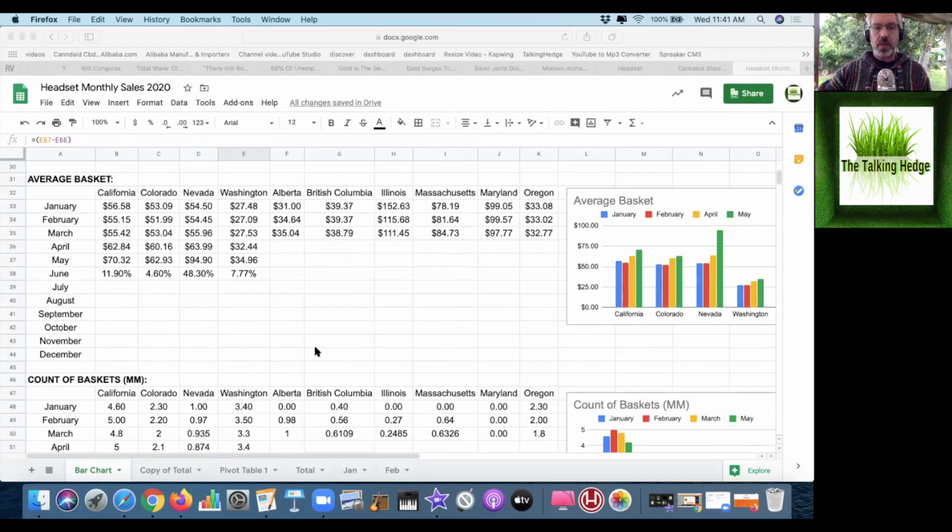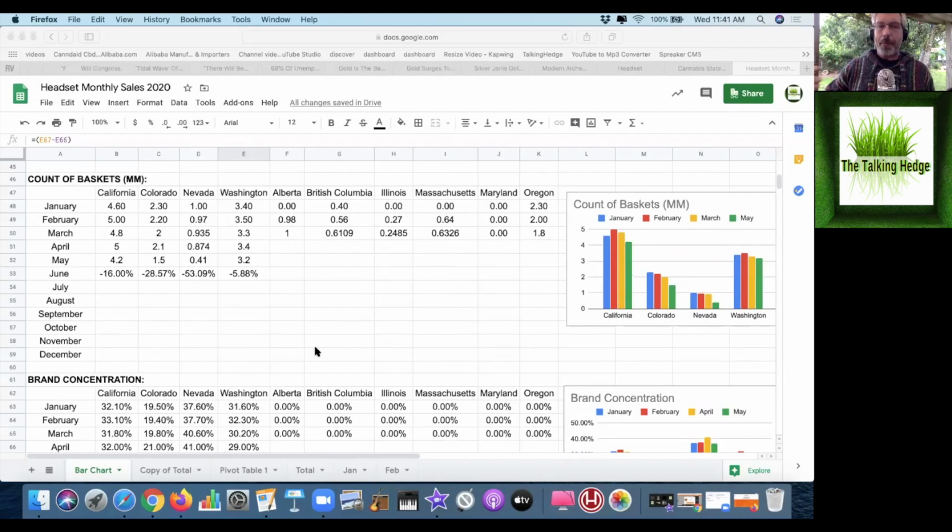Colorado had increased theirs almost 5% to $62 on average. The average person in Nevada was spending almost $100 at a 48% increase. And Washington, 7.77, sounds kind of lucky. Their average basket price was $35.